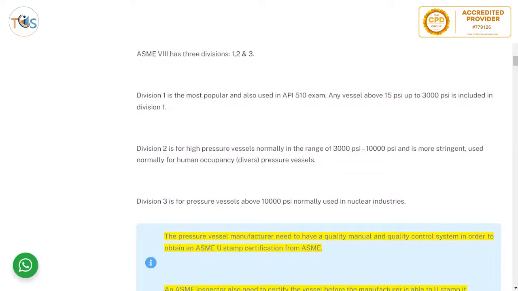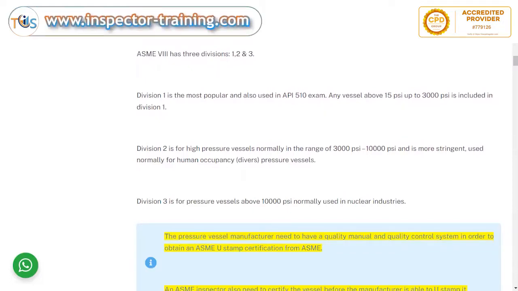It is used normally for human occupancy, for divers, for example. When they come out from under the sea, they need to go into a pressure vessel and stay there for a few hours, so their nitrogen is dissipated from their blood before coming to the ambient atmosphere.